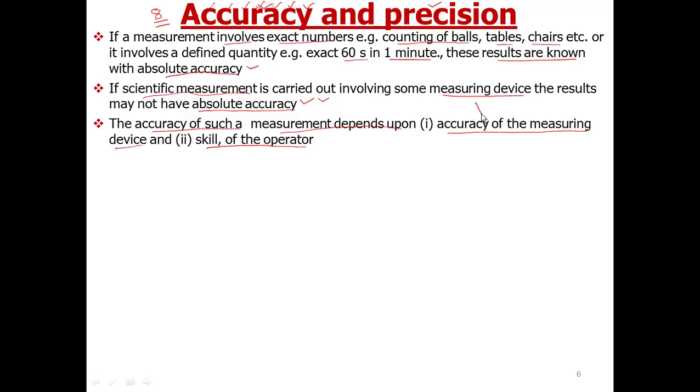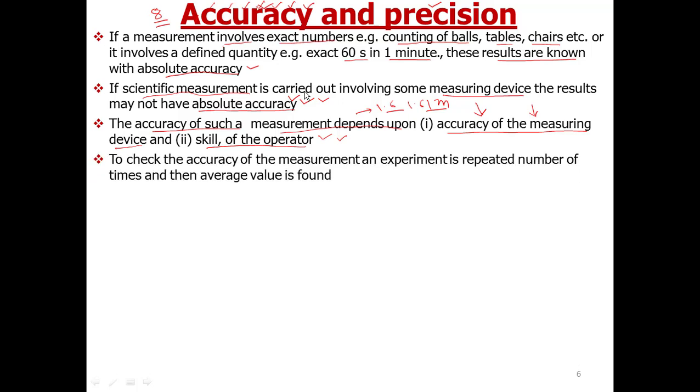Like, if you measure your height with two different measuring tapes, the result may come out to be different, because both these measuring devices are not accurate up to the same level. Similarly, if your height is noted by two different persons, they may report different results. Some may say your height is 1.6 meter, other may say your height is 1.61 meter. So such results are not known with absolute accuracy. So what if we have to check the accuracy of such measurements?